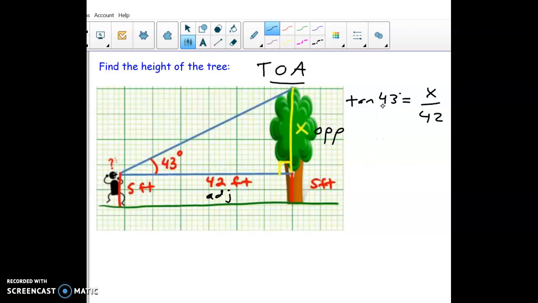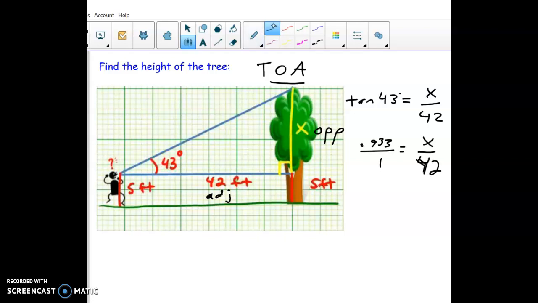I normally turn tan 43 into a decimal using my calculator, so I'm just going to type that in, and I get about 0.933 to 1. So they're almost equal, it looks like. Opposite and adjacent are pretty close to equal. It's just 0.933 to 1. And then our ratio is x to 42. And now we've got to solve that.